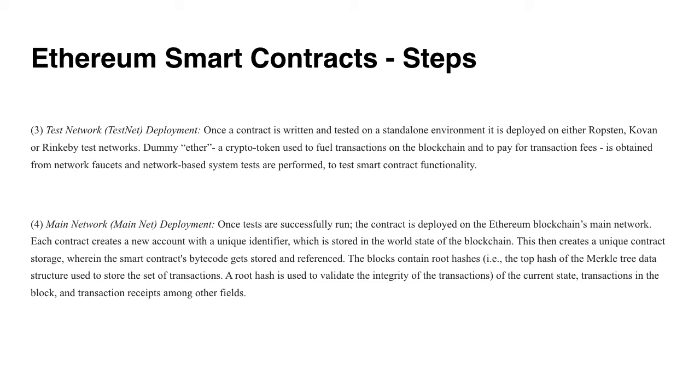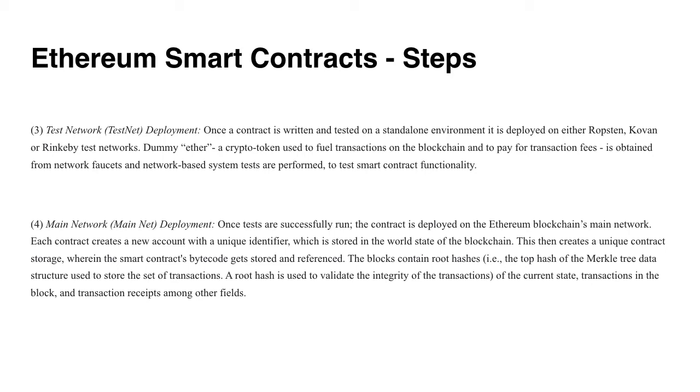Okay, so once these DApps are tested on the test network, the next step is to actually deploy it on the live network. So this is known as the mainnet deployment. Once tests are successfully run, the contract is deployed on the Ethereum blockchain's main network. Each contract creates a new account with a unique identifier which is stored in the world state of the blockchain. This then creates a unique contract storage wherein the smart contract's bytecode gets stored and referenced.